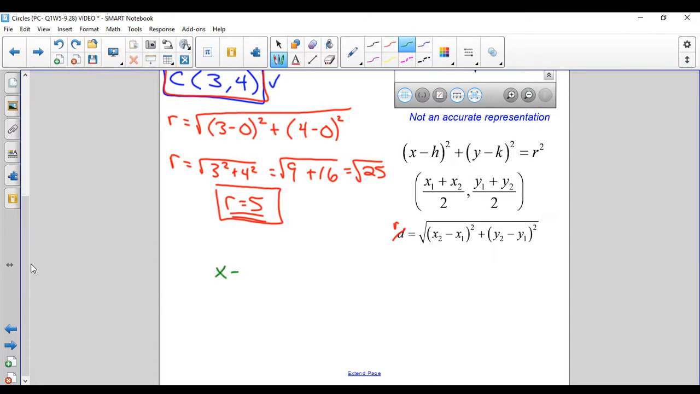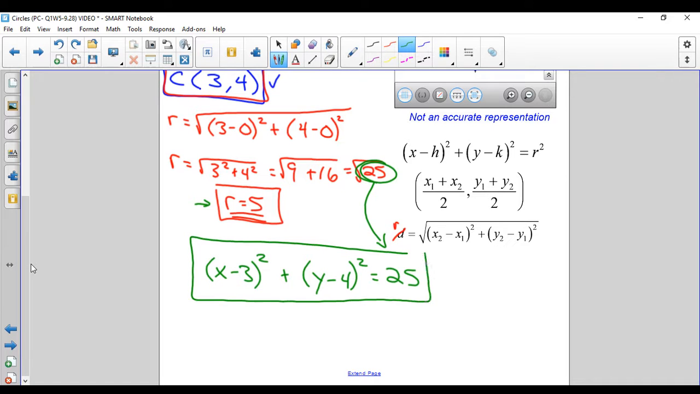I plug in my information, now that I have what I need. So I go x minus 3 squared plus y minus 4 squared equals 25. As I mentioned before, that can just go there. That's why I said I don't really care that the radius is 5, unless I ask for what the radius is. But when it goes into the equation, you just got to write 25.